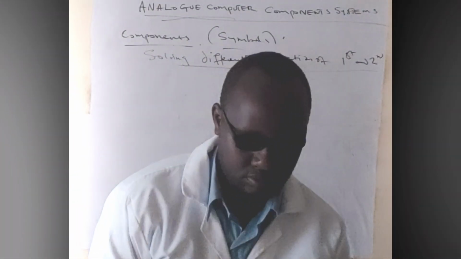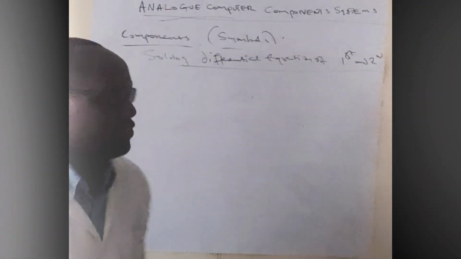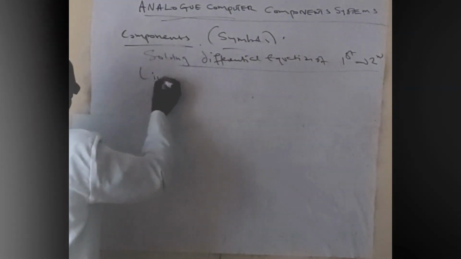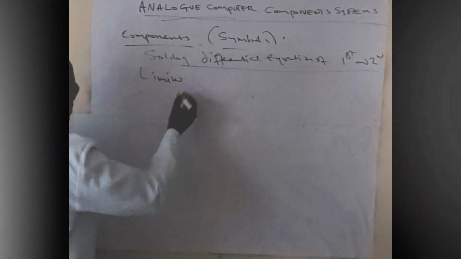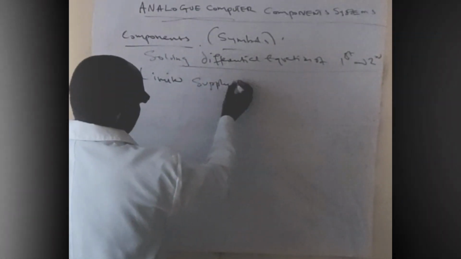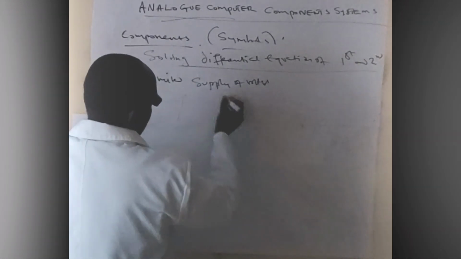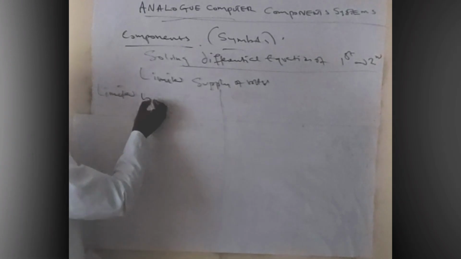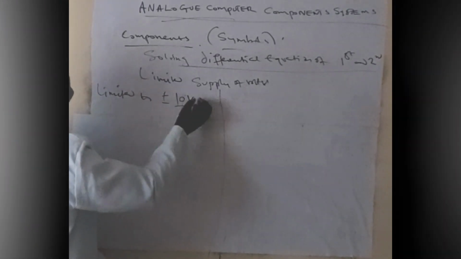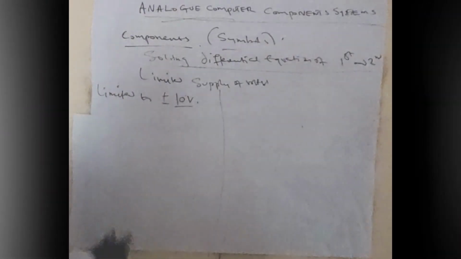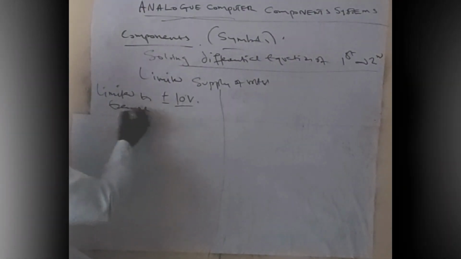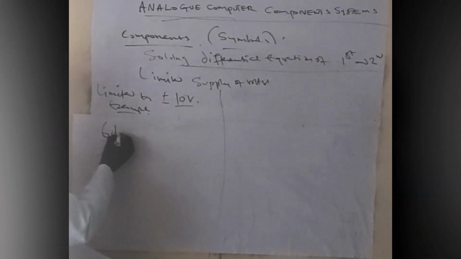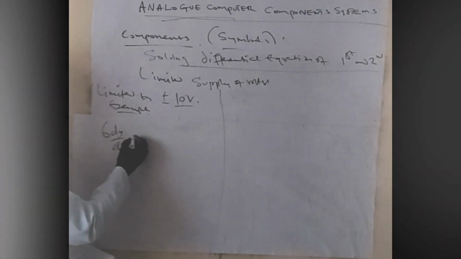So let's confine it also when we are told there is a limited supply of voltage. And in most cases it can be limited to plus or minus 10 volts. So, for example, an example can be given: 6 dy/dt minus 2y equals 10.